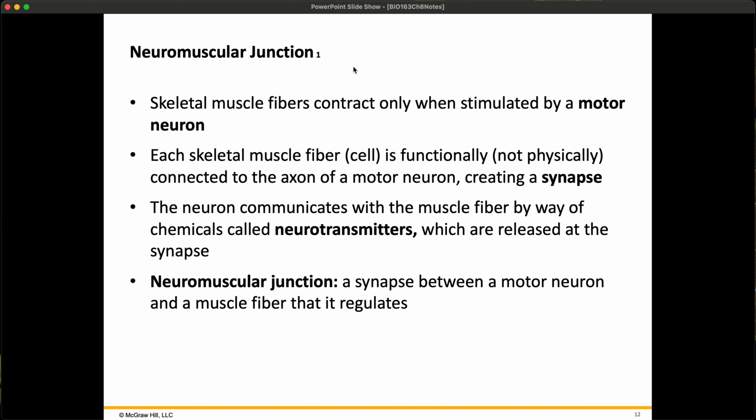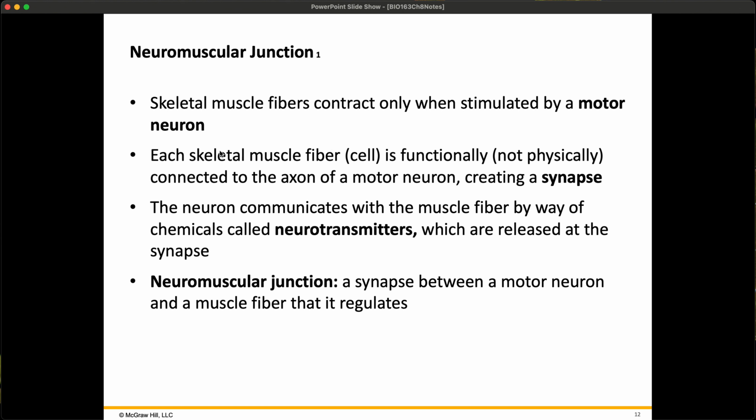So let's talk about the neuromuscular junction, because for a muscle to be stimulated, it happens at the neuromuscular junction. Neuromuscular, where your nervous system and your muscular system come together. We also just abbreviate this NMJ. A skeletal muscle fiber will only contract once it's stimulated by a motor neuron. Sometimes that happens voluntarily or involuntarily, right? Skeletal muscle is voluntary, but every now and then you get a random twitch or something. That twitch still comes from a motor neuron.